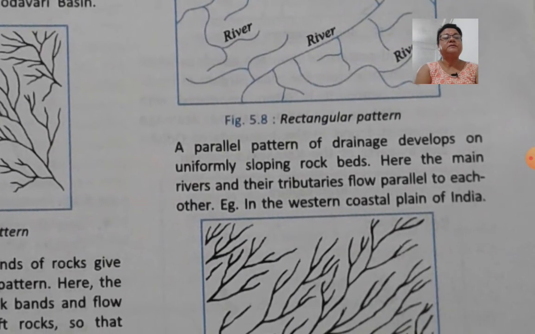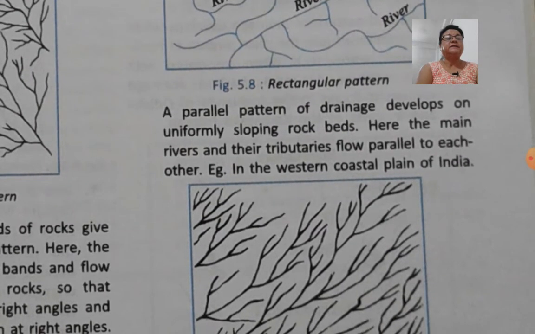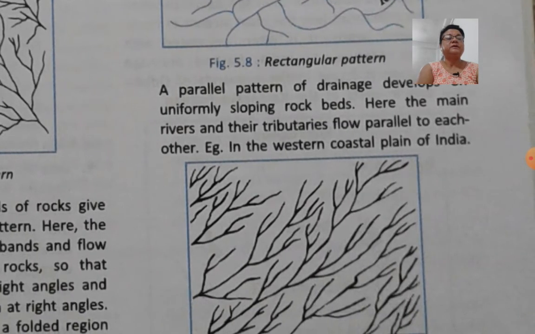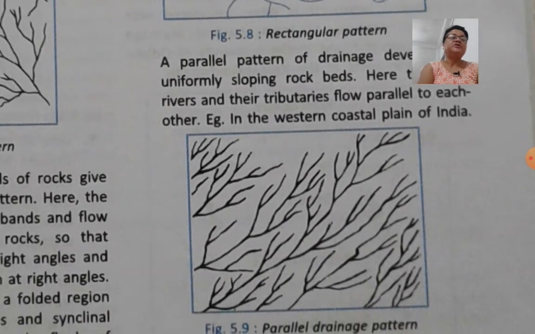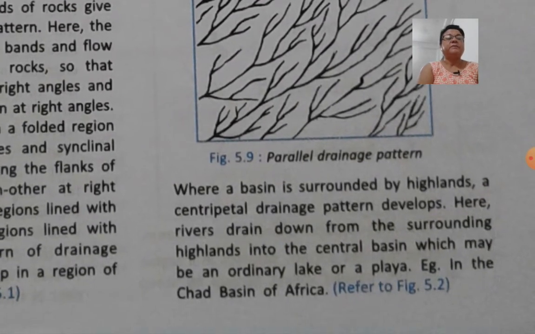A parallel pattern of drainage develops on uniformly sloping rock beds. Here the main rivers and their tributaries flow parallel to each other. For example, in the western coastal plain of India. All the streams here are parallel to each other, that's why its name is parallel.